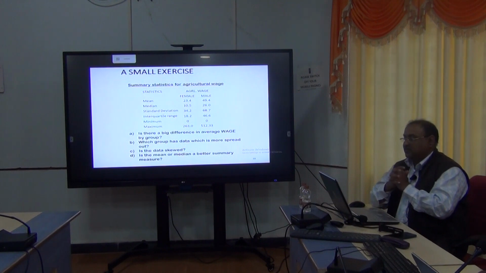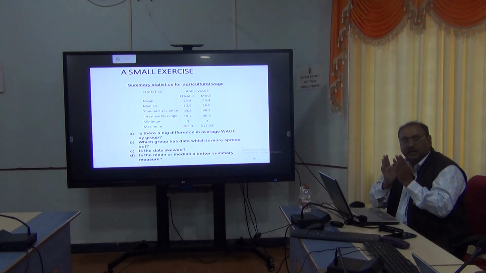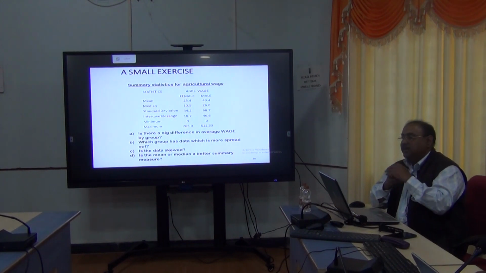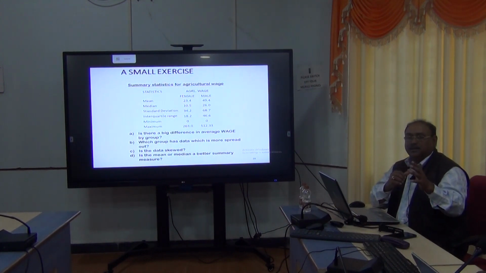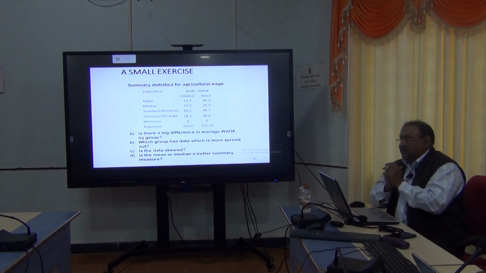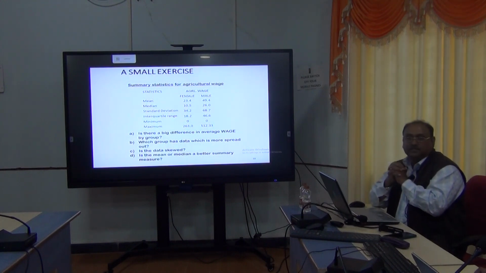Of course. So I can say that both my central tendency, the mean as well as the median, which is a positional value, show that men have a higher wage rate than women on an average. Okay, so this is the daily wage rate. Then the standard deviation. What insight is it giving?